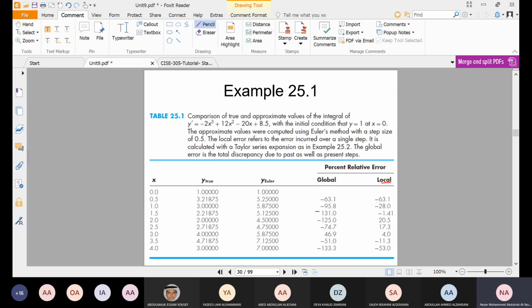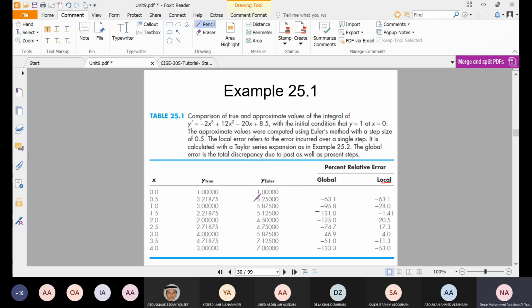Usually this comes from Taylor series expansions. The local error is due to the use of the Taylor series to compute the value at x i plus 1, while the global error is based on the steps that we calculate. For each step we can compute the value of the global error. So the global error is the normal error that we compute, that means the true minus the estimation over the true.